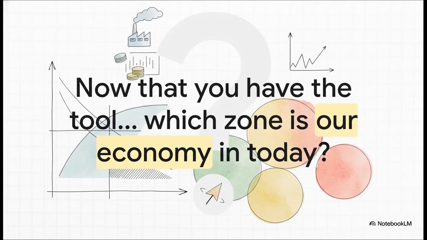So, we've built the model and we've seen how it works. You now have the tool to analyze the world around you. And that brings us to the big question I want to leave you with. Looking at the economy today, with its current mix of inflation and unemployment, which zone do you think we're in right now?